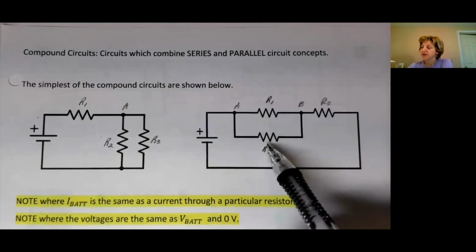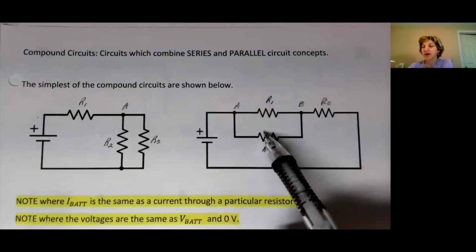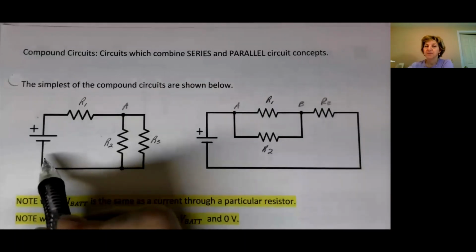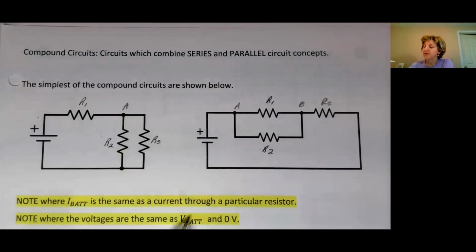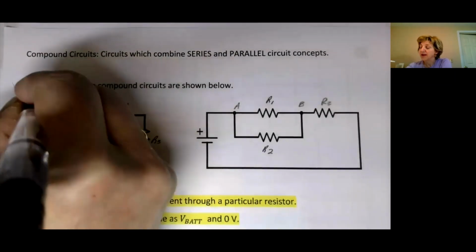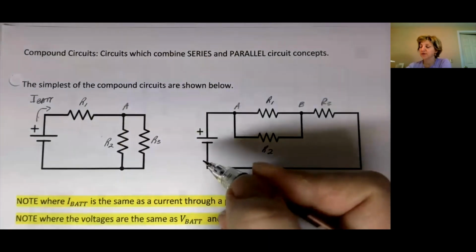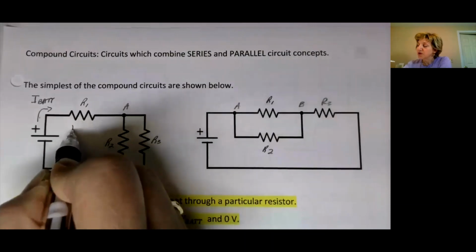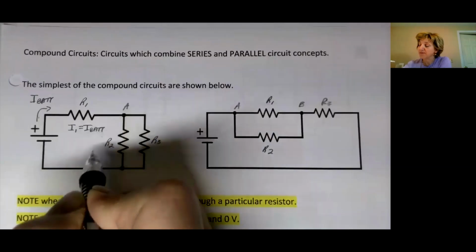The other simple compound circuit is one where we immediately encounter a parallel portion and then there is a single resistor after that. What happens is we have to note where the current is the same as the battery current. If we call the current out of the battery I battery or I total, could be seen either way, you see that there is only one path for the current. So we're going to notice that I1 equals I battery.